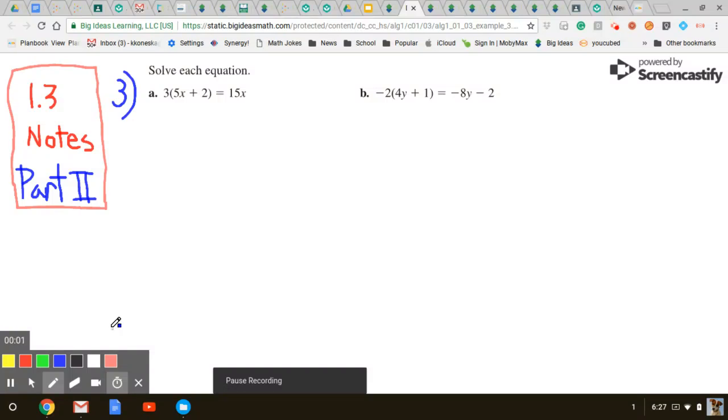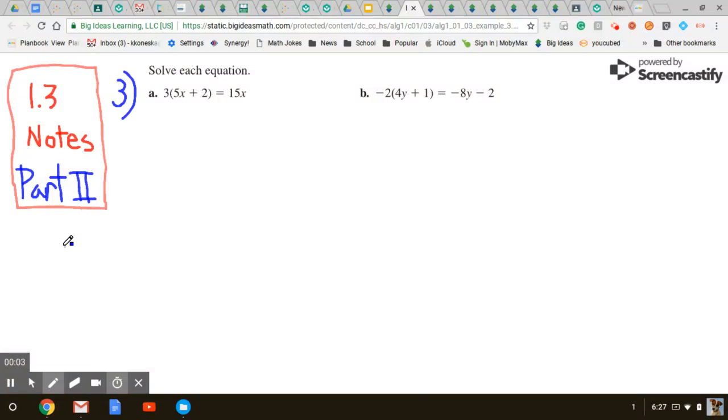And now it's on to part 2 of your 1.3 notes. When you're solving an equation and occasionally something strange happens, indicating that there is either no solution to this equation or there is more than one. So we'll show you exactly what that looks like and how that happens.